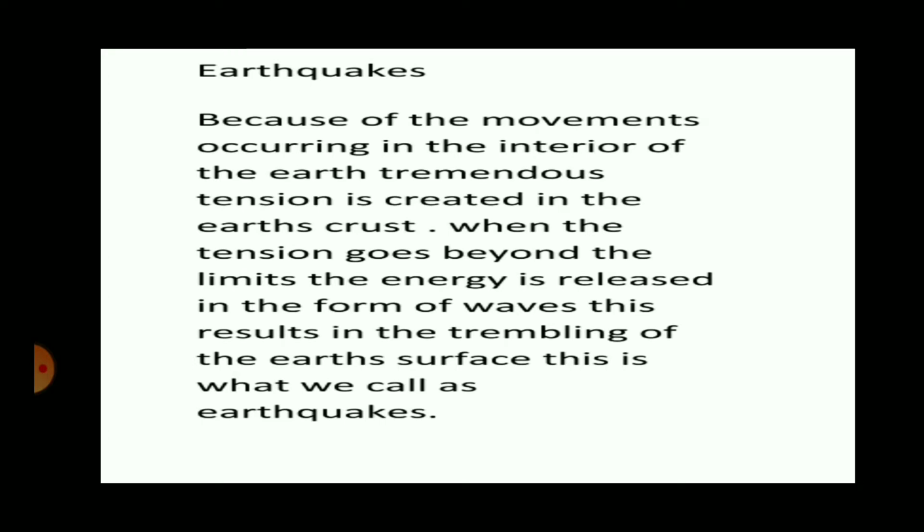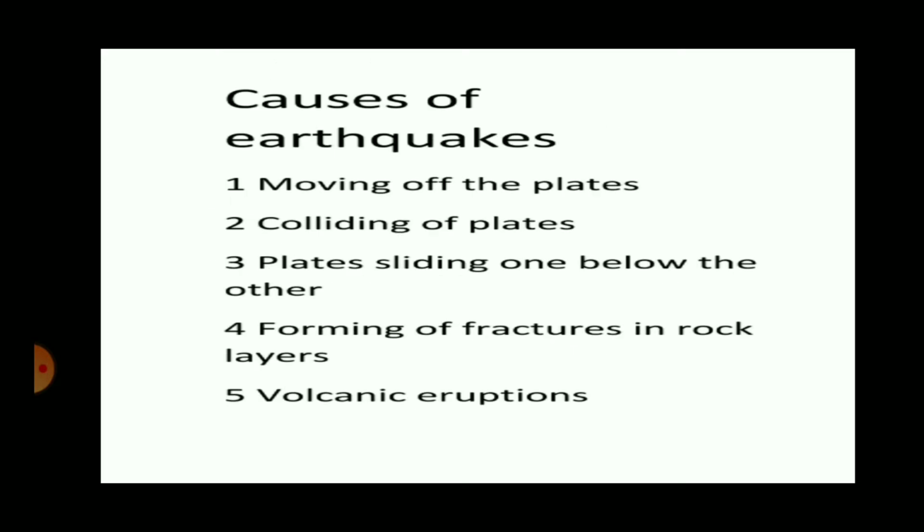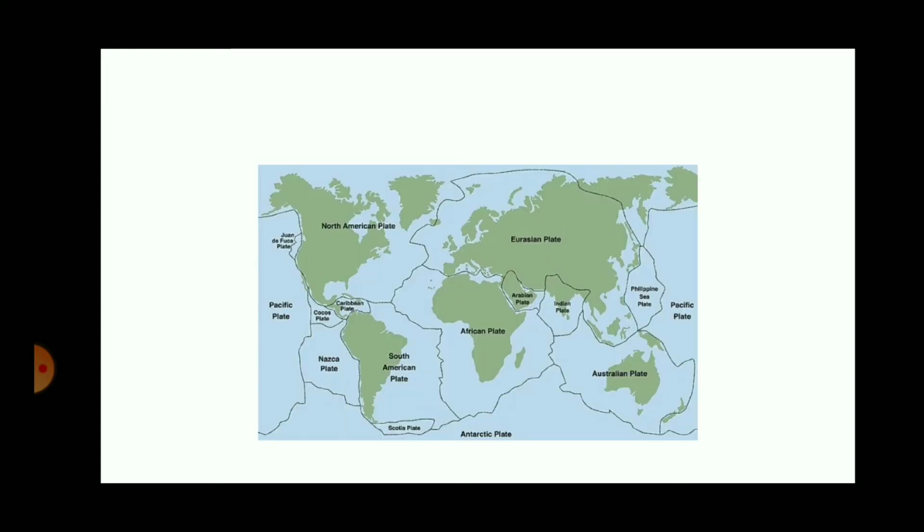Now what can be the causes of an earthquake? Here are some of the causes: moving of plates, colliding of plates, plates sliding one below the other, formation of fractures in the rock layers, and volcanic eruption. We know that the earth's crust is made up of different plates. Seven major plates are there, and there are innumerable smaller plates.